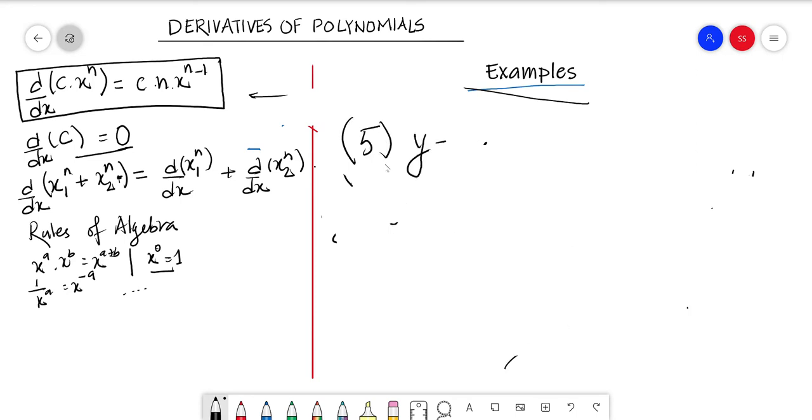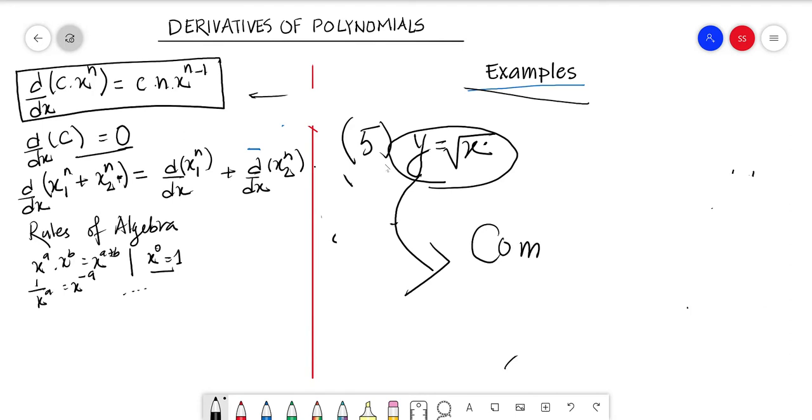Let's say y equals the square root of x, and it's pretty easy, so I'm not going to solve it. I know you already know how to solve the derivatives of polynomials. So if you solve this one, then please write your answers in the comment section below.